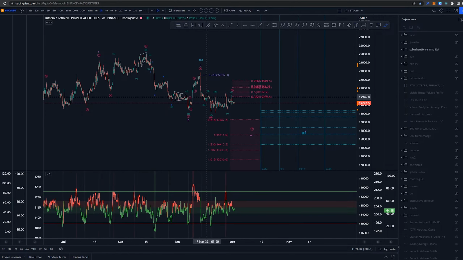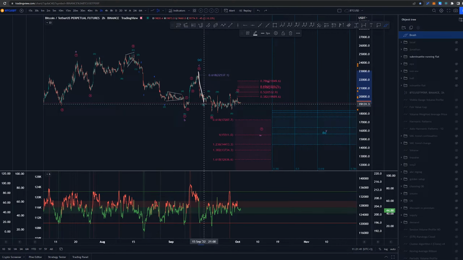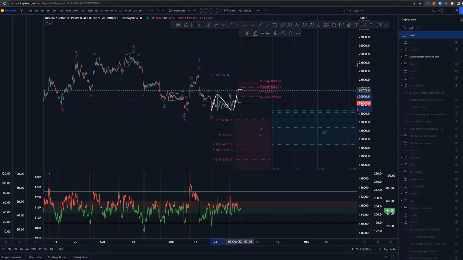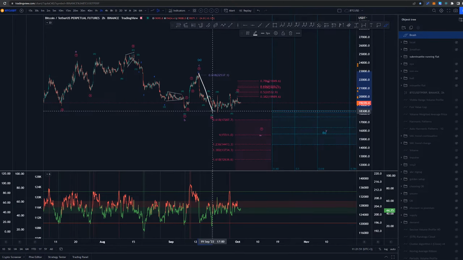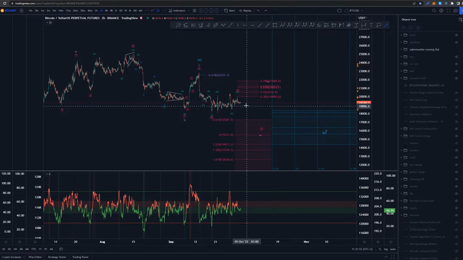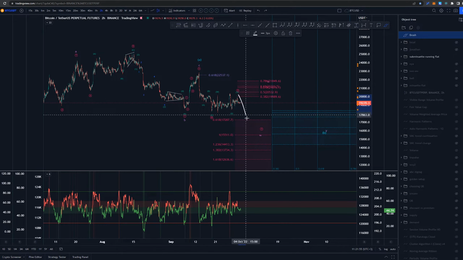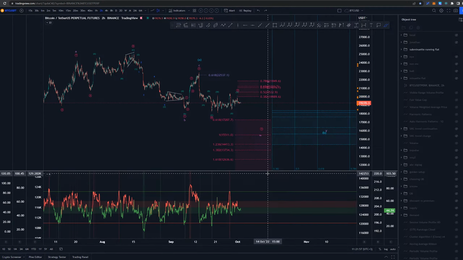At the moment, again, why I'm looking for a three-way structure is just because, again, ABC here, and we can be labeling this WXY as the second structure, labeling it as X because, again, we did not retrace enough of this move to be qualified as a flat structure. And then, yeah, the expectation is, again, three-way structure coming down.